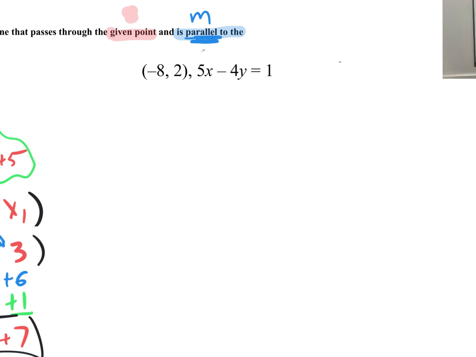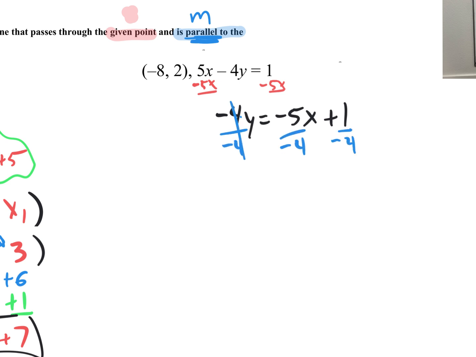Okay, so right here we have a line that passes through this point, and it's going to be parallel to this line, and I need the slope of this line. So what do I do to find the slope? What do I do? Subtract 5x, right? So we're going to get rid of the 5x. We want to get y by itself. So far, we almost have y by itself. All I need to do to get y by itself is what? Divide everything by negative 4.